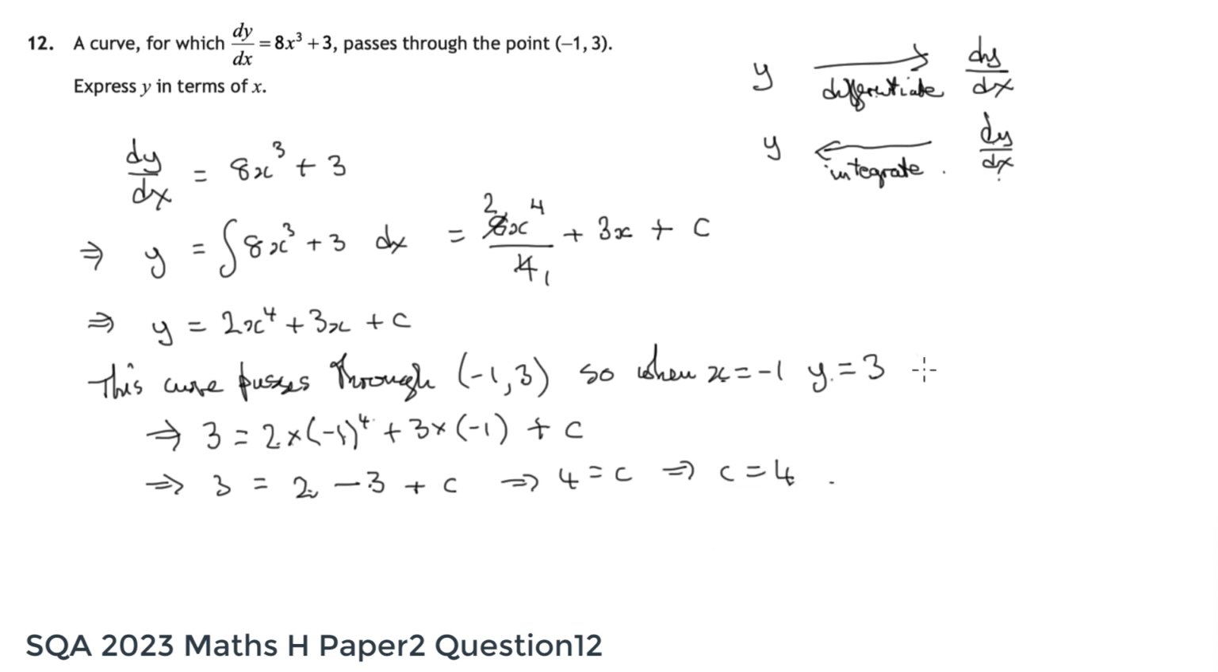So express y in terms of x, no problem. y must be equal to 2x to the power 4 plus 3x plus 4. So that's the one particular curve out of this whole family of curves that passes through this point negative 1, 3.